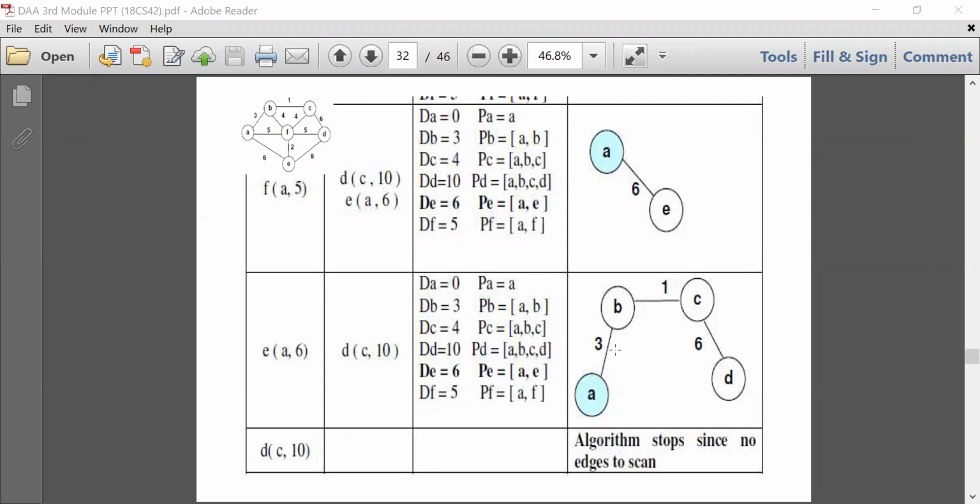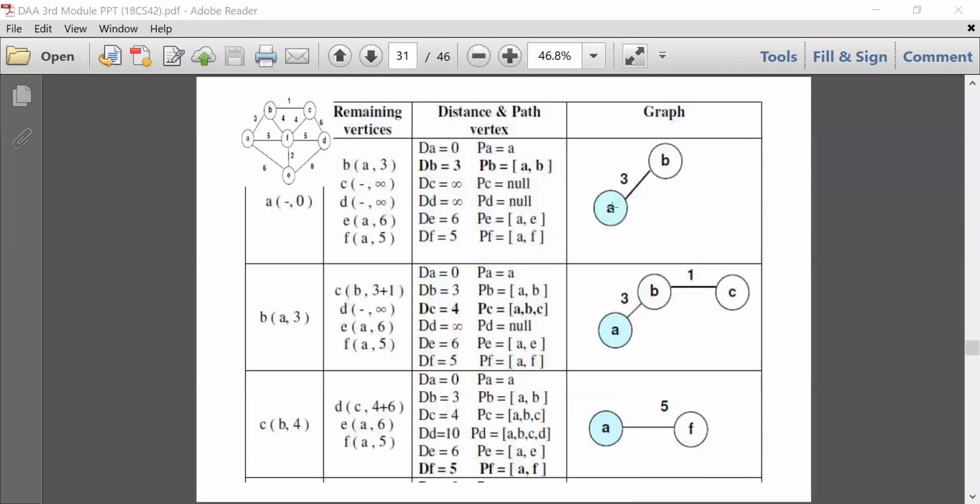So first, initially it gave the minimum distance from A to B, that is 3. Then it gave the minimum distance from A to C, that is 4. The path chosen is A to B, B to C. Then it gave the minimum distance from A to F, that is 5. The path chosen is the direct path from A to F.